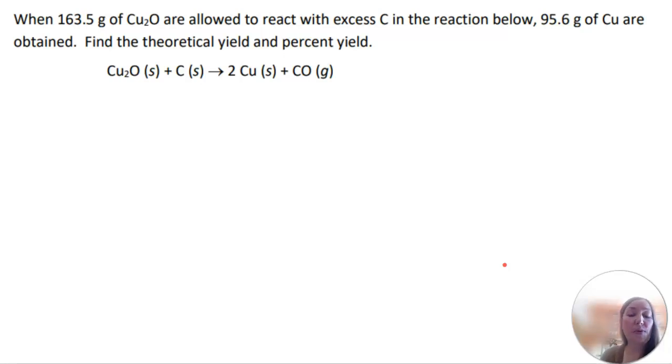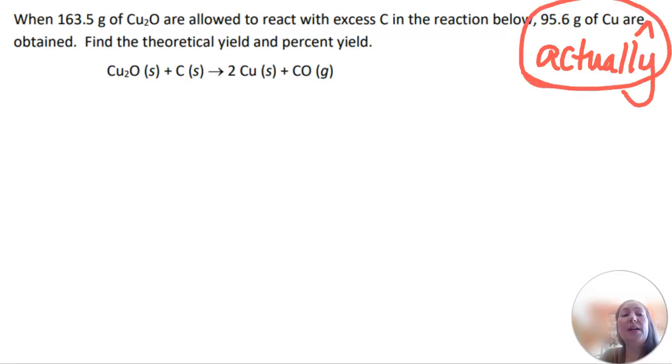Okay, we've got one last example here. When 163.5 grams of copper oxide are allowed to react with excess carbon in the reaction below, 95.6 grams of copper are obtained. Find the theoretical yield and the percent yield. So when it says 95.6 grams of copper are obtained, read: actually obtained. That is an actual yield right there. It says find the theoretical yield, so that's saying do the stoich, and then the percent yield from the equation.